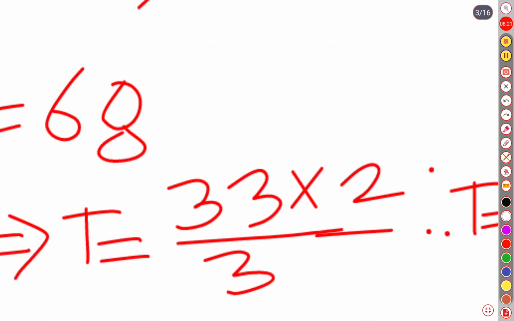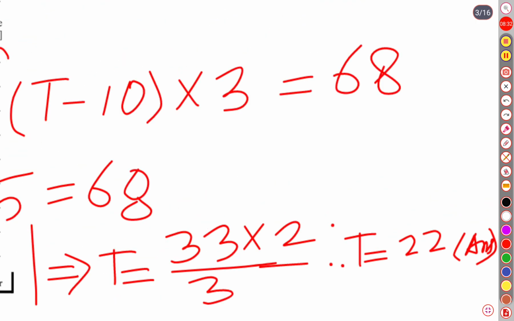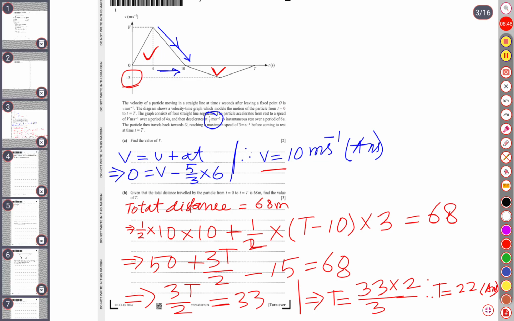It is going to be 22. So the final result is 22 seconds. That means when the particle came back to the origin, or the initial point, it took 22 seconds. That's all about the first two solutions. Let's move on to the immediate next question.